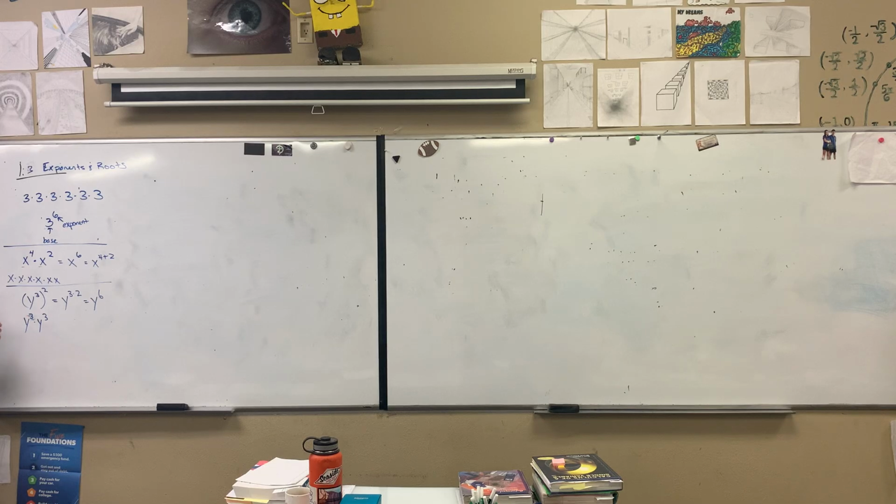Let me go like that. Y to the 3rd times y to the 3rd. And then we say, well, there's 3 y's there, there's 3 y's there, which gives me a total of 6 y's, and you can just add those together. So that's called the power rule, that's called the multiplication rule, or the product rule, product property.